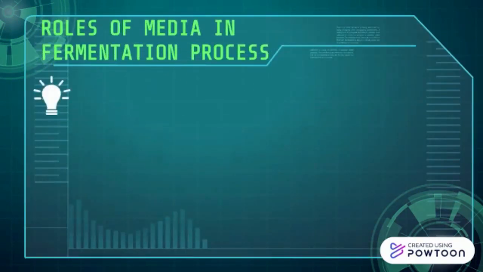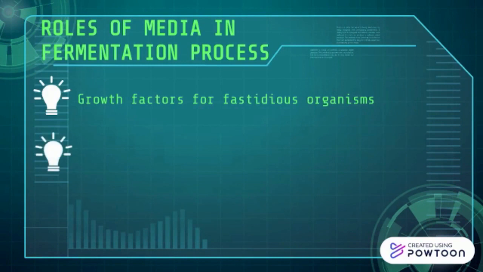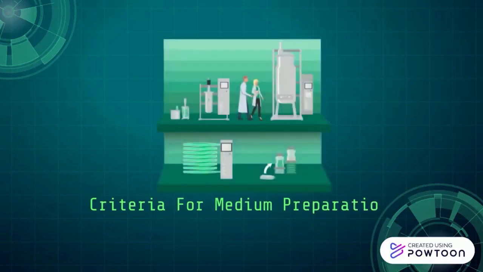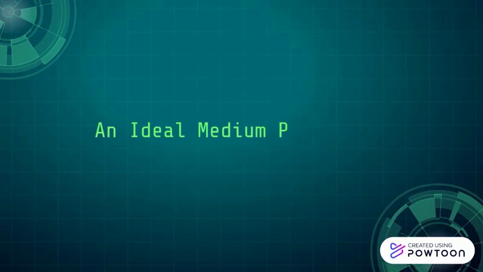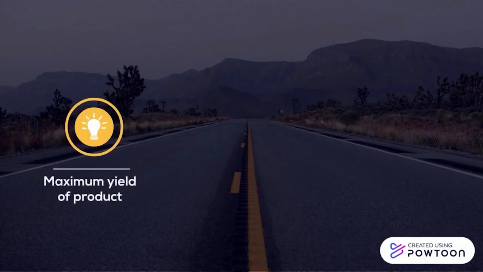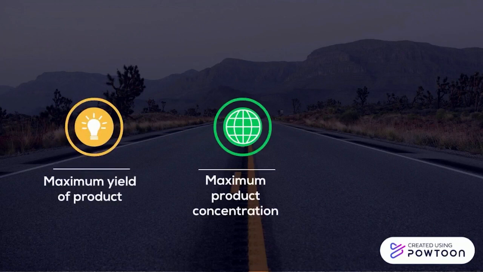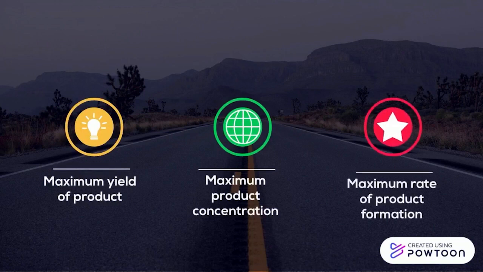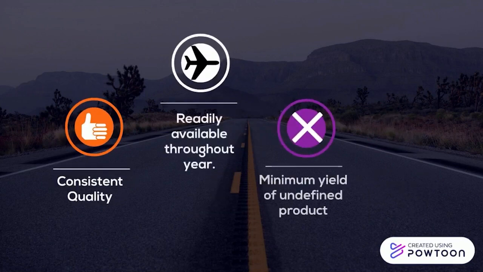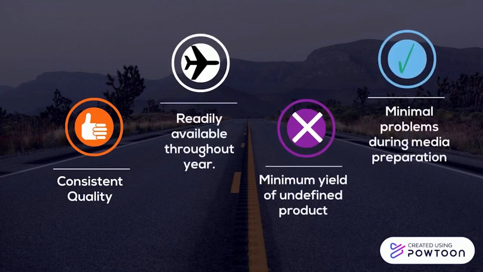Roles of media in fermentation process are growth factors for fastidious organisms. Second one is to give nutrients for microorganisms. Criteria for medium preparation. An ideal medium preparation will yield maximum yield of product, maximum product concentration, maximum rate of product formation. The next one is consistent quality, readily available throughout the year, minimum yield of undefined product, and minimal problems during media preparation.